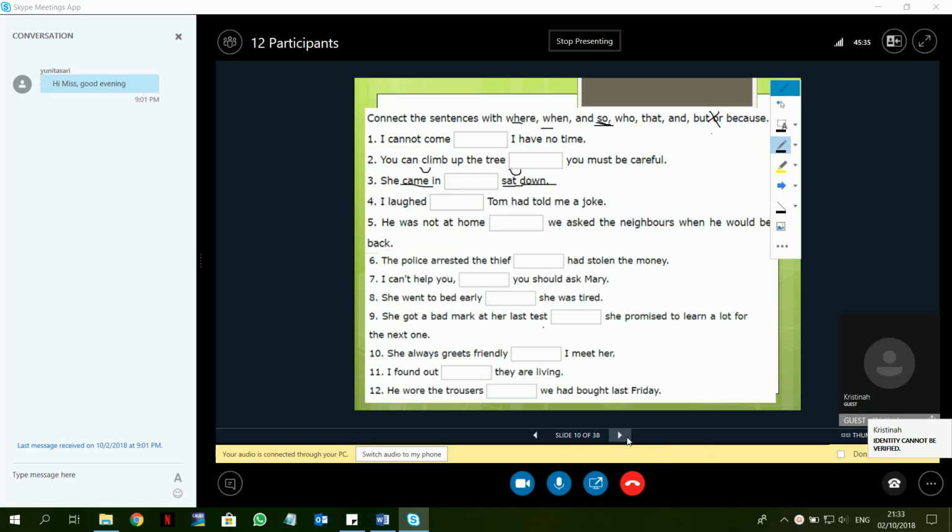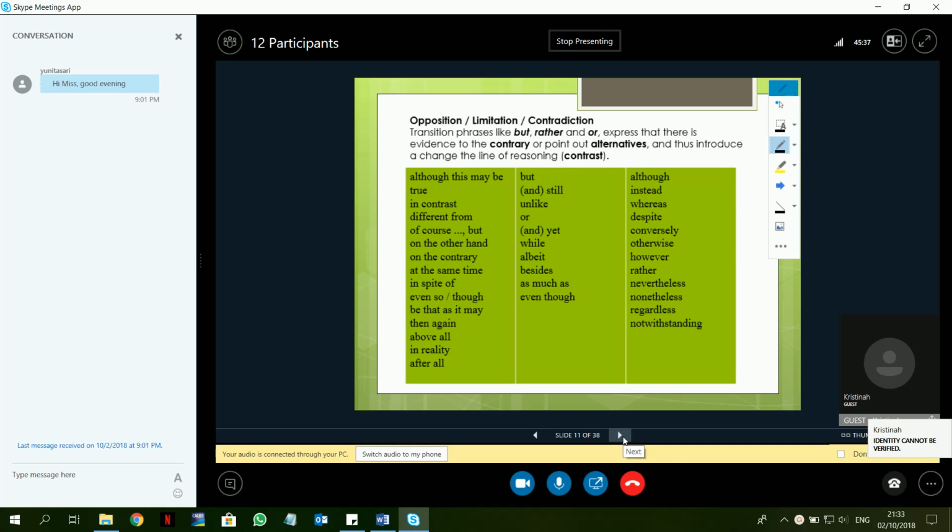Okay, now we are going to the next slide. This one is opposition, limitation, and contradiction. Kalau yang tadi kita belajar tentang connection, now opposition, limitation, and contradiction. For example, although true.